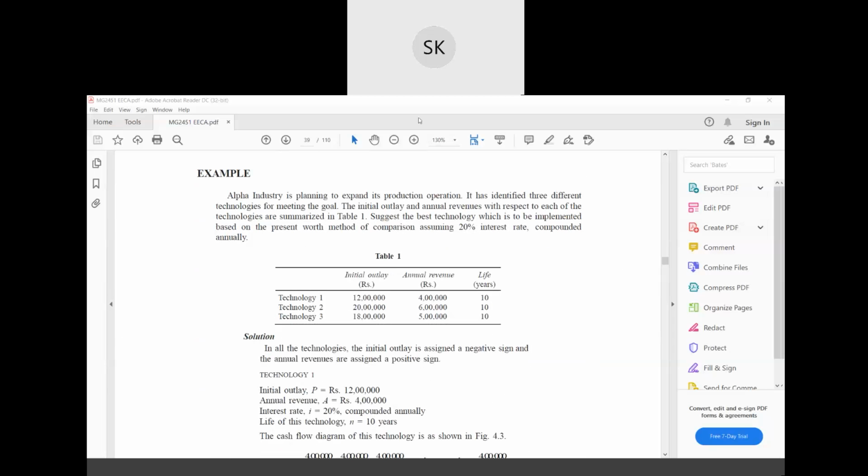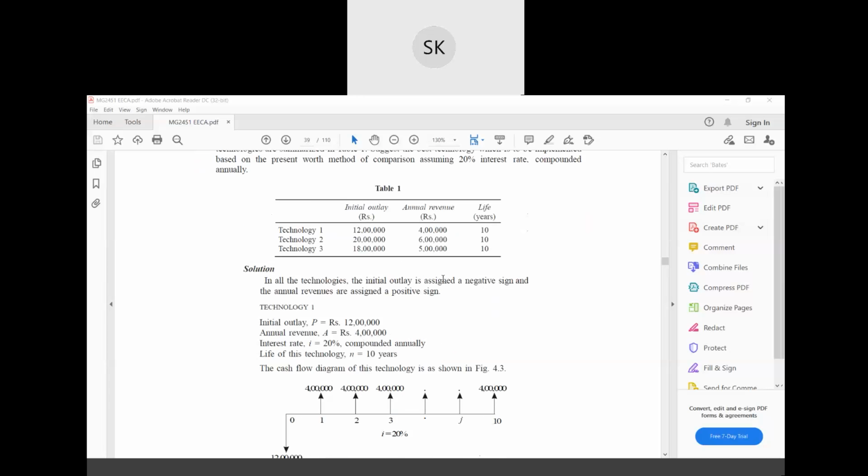An alpha industry has been set up. It is planning to expand its production operation. If it is producing 50,000, it is trying to expand to 1 lakh production. So it has identified three different technologies, 1, 2, and 3, whose initial outlay, revenue, and life are given to you. It is asking you to select the best technology to be implemented based on the present worth method of comparison, assuming a 20% interest rate compounded annually.